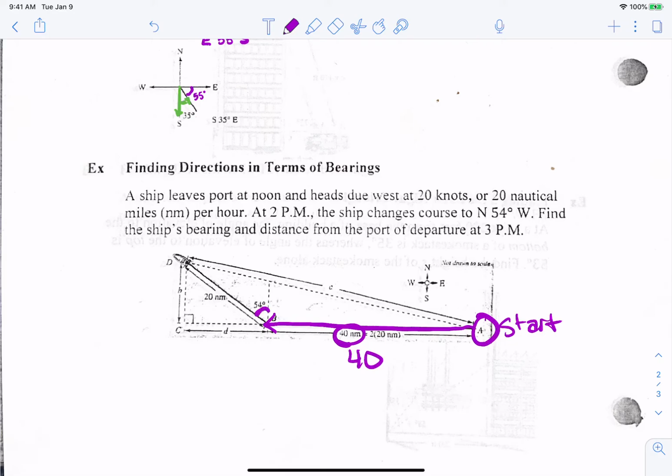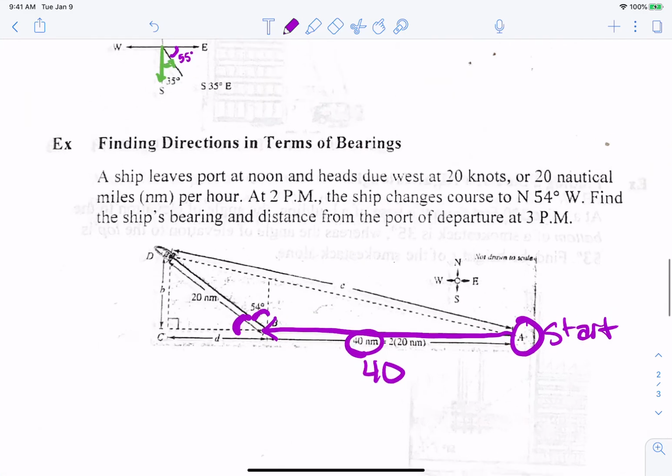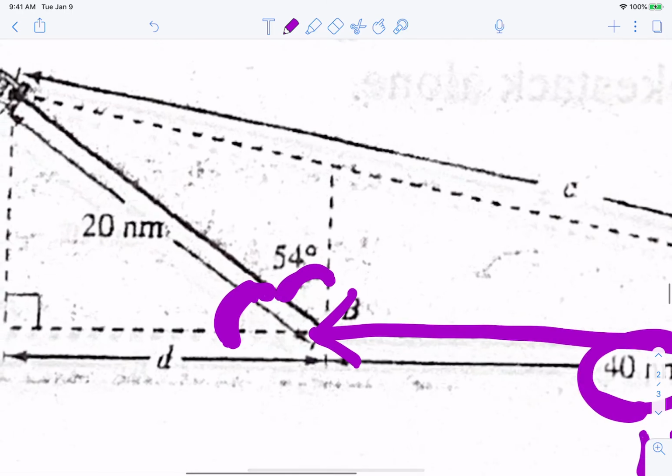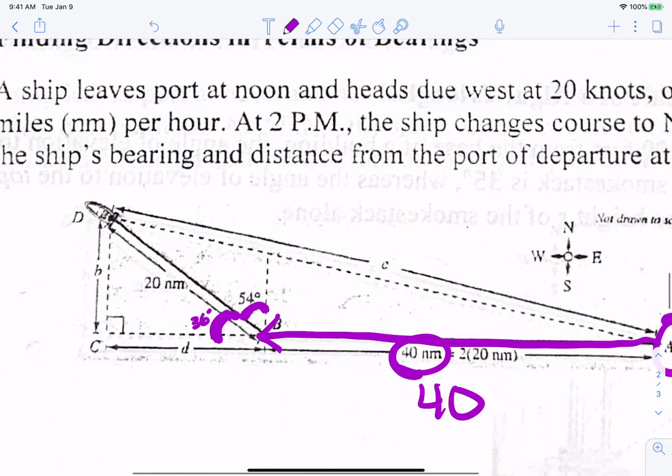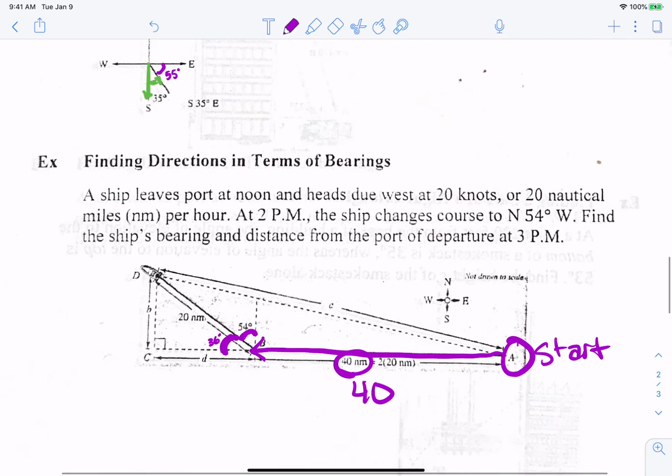If they're going 54 degrees that way, what's this bottom angle down here? Do you know? 54 degrees is this top guy. What's the bottom guy going to be? 90 minus 54, which is 36. Yep. 36 degrees will be that angle. I'm going to label this because it might help us later on.